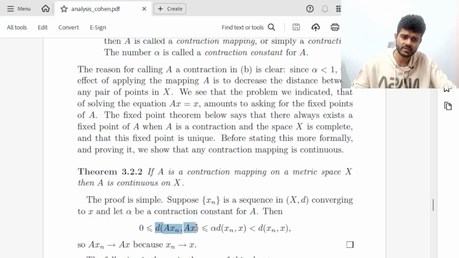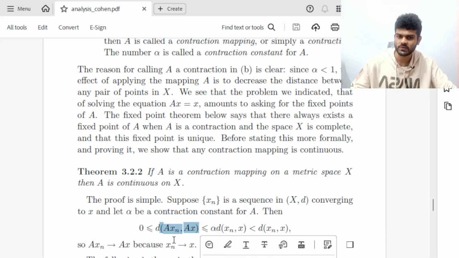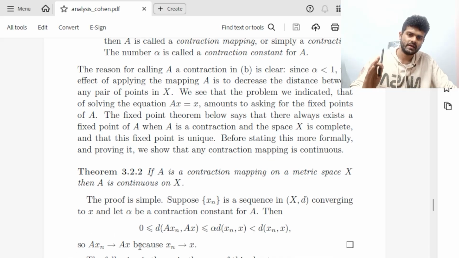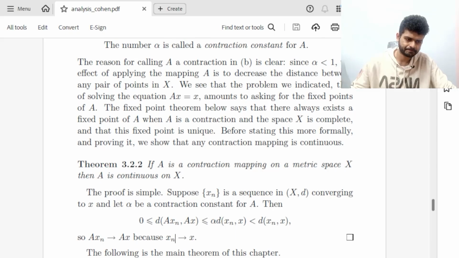They have calculated the distance between Axn and Ax, and shown that it is bounded above by alpha times the distance between xn and x, by the definition of contraction. So if this term goes to 0, this term will also go to 0. In a way, Axn will tend to Ax. So it's a continuous map.